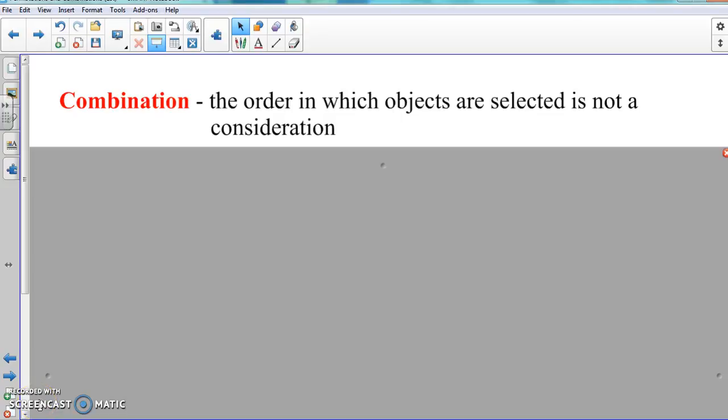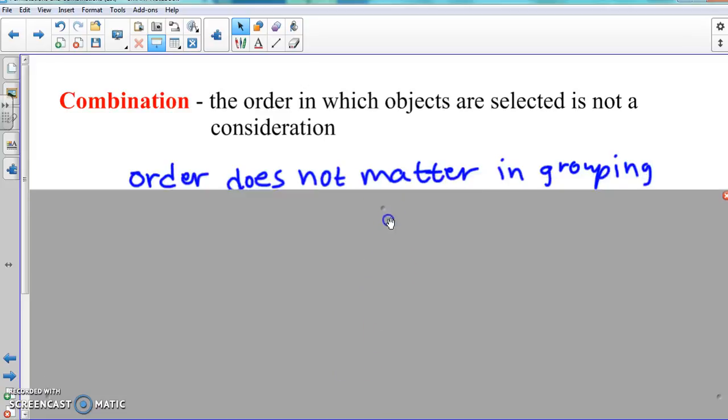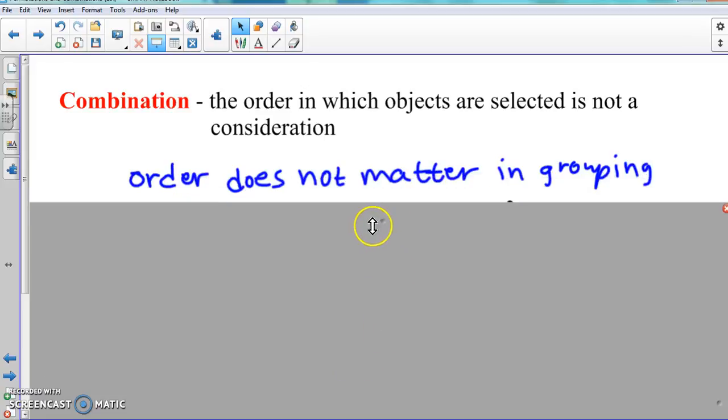Combination. It's another vocabulary word. So we talked about permutation, now we're in a combination. And the difference between permutation and combination is that when it comes to combination, the order in which the objects are selected is not a consideration. Or in other words, order doesn't matter. In other words, again, order does not matter in grouping.